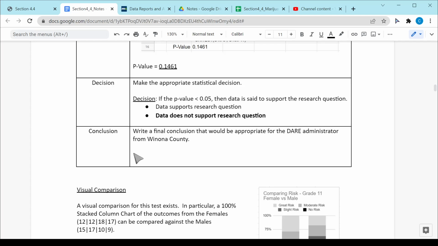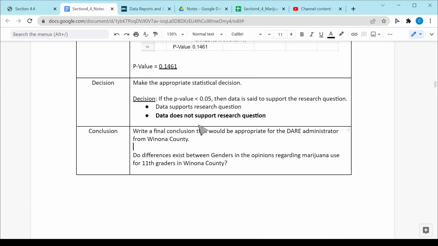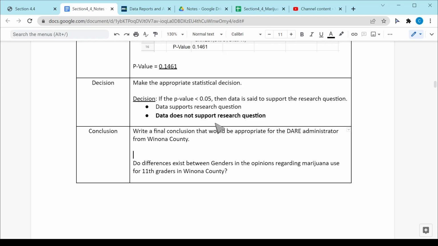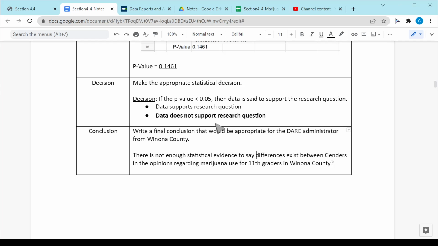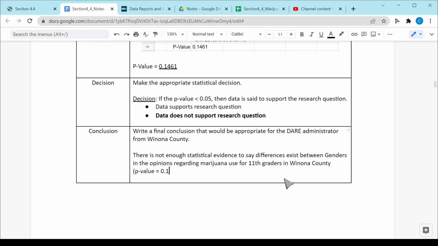So let me go ahead and put that here. And I do not have enough support, so I'm going to start my conclusion with: there is not enough statistical evidence to say differences exist between genders in the opinions regarding marijuana use for 11th graders from Winona County. And then again, we usually put that p-value in there, which was, what was it, 0.1461, I think? Yep, 0.1461.